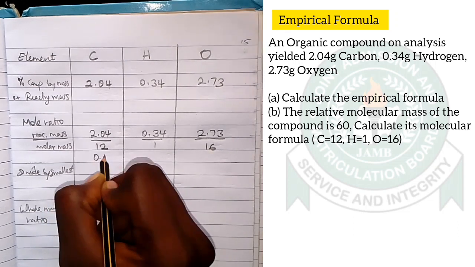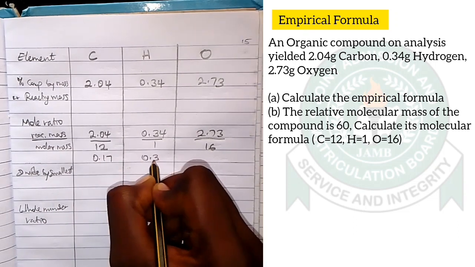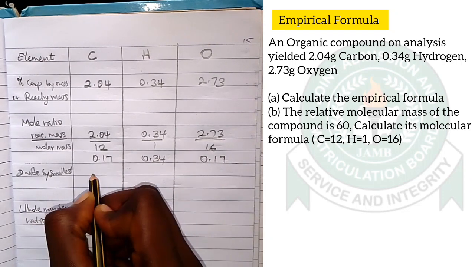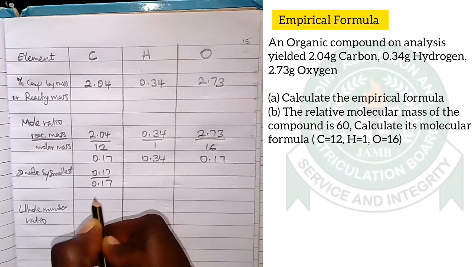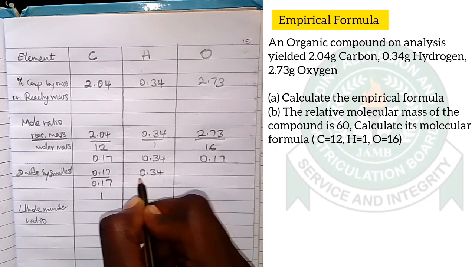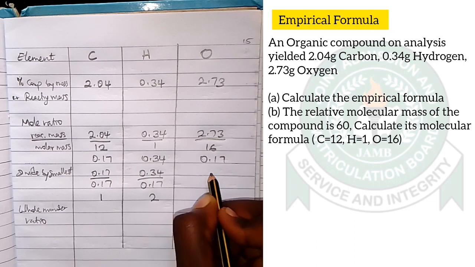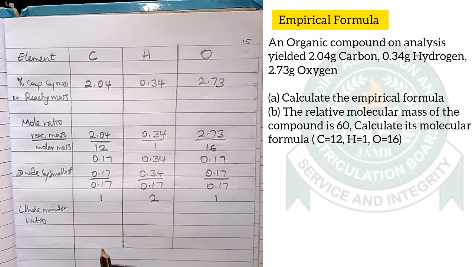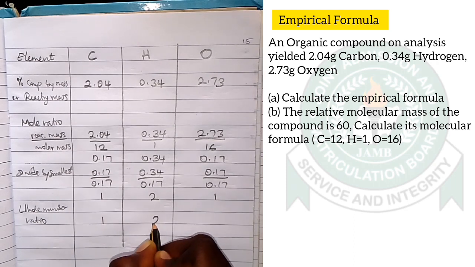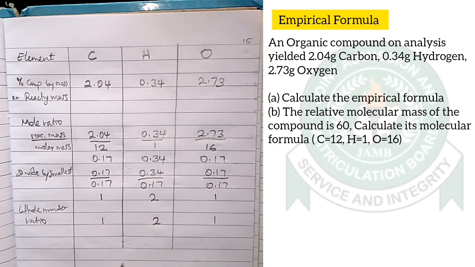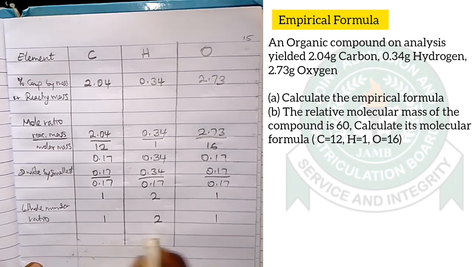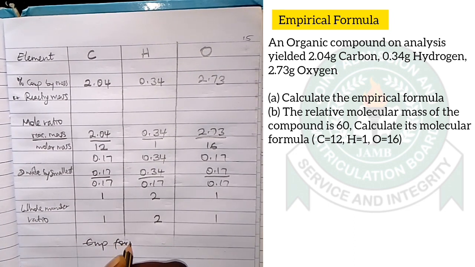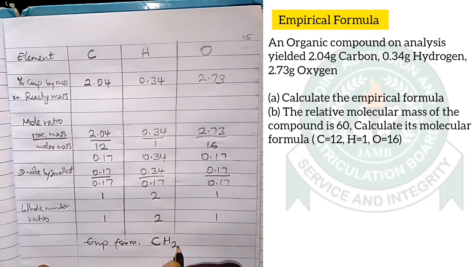Alright, so now we get the respective answers. Then we divide by the smallest. So the smallest here is 0.17. So we divide 0.17 by 0.17 to give us 1, 0.34 by 0.17 to give us 2, and 0.17 by 0.17 to give us 1. So you can see that the simple whole number ratio is 1 to 2 to 1. Alright, so we write down the empirical formula as CH2O.